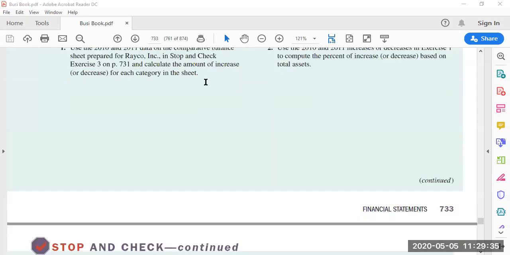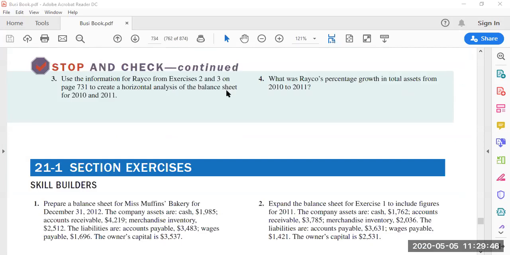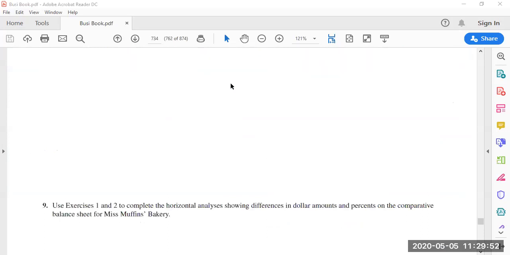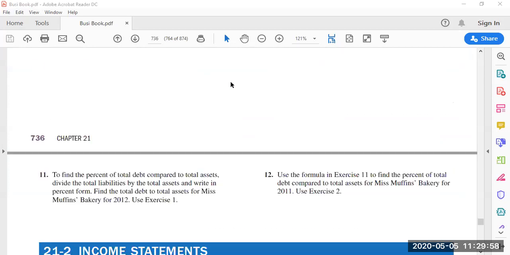We have some stop and check for you. Take a look at them, work through them, make sure you're very comfortable with this, and then we can move on to our section exercises, finish up this first unit. In our section exercises, there are 10, 11, 12 items. For the section exercises, do only the odd numbers, unless, of course, the odd number is related to the previous even number, in which case then you would have to do that even number to be able to get the value for the odd number.